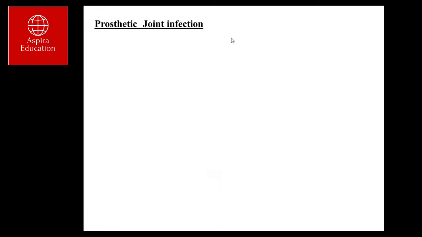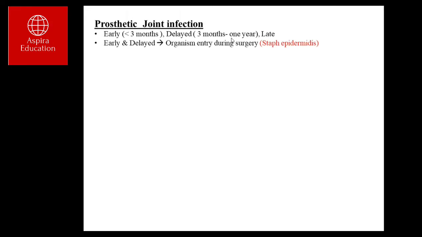Prosthetic infections. What is a prosthetic joint infection? It can be classified based on duration of infection as early, delayed and late. Early is less than 3 months, delayed is beyond 3 months to 1 year, and late is beyond that. This is usually seen after hip arthroplasty or knee arthroplasty. Remember, knee arthroplasty is the commonest prosthetic joint surgery done in the world, including the UK.